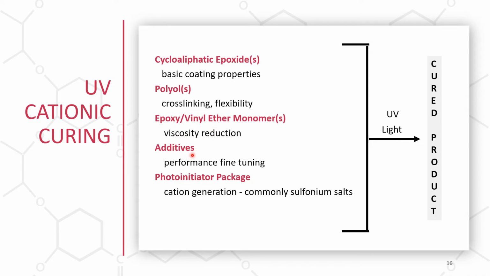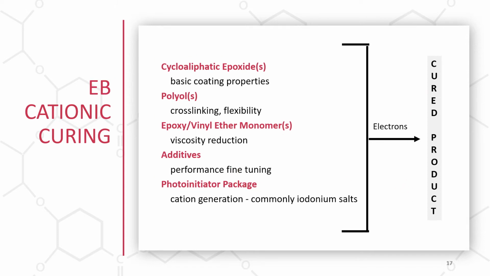Additives to tune your performance, and we're talking pigments, things like that. And of course, a photoinitiator package. These generate your cation, and these tend to be commonly sulfonium salts. So these are combined, mixed, exposed to UV energy, and you get your cured product. Electron beam can also be used to cure cationic formulations, and as we can see here, it's very similar to UV curing. You have your cycloaliphatic epoxides for your coating properties. You use polyol. You may have epoxy or vinyl ether.